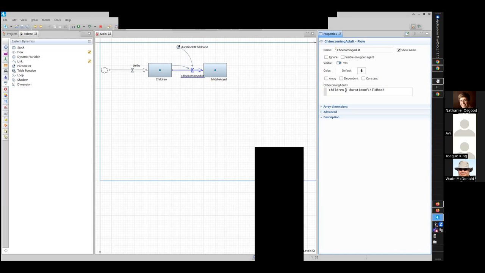Okay, so, ladies and gentlemen, the formula for becoming adult. Why does it say "should becoming adult"? I don't know why it says should. It should be becoming adult. Sorry, I don't know where the "should" came from. Okay, children divided by duration of childhood.